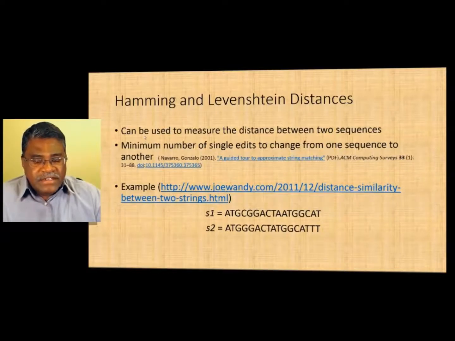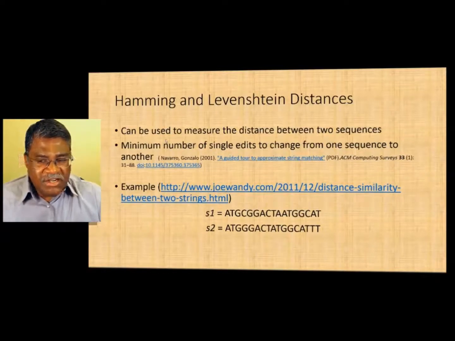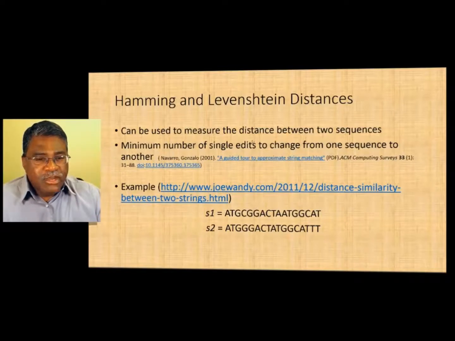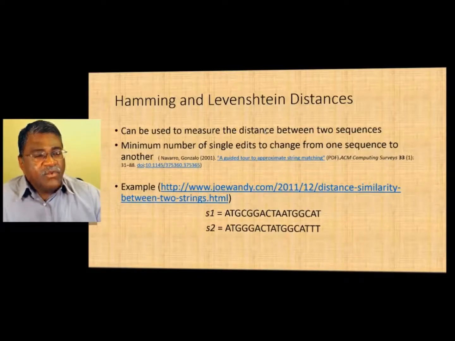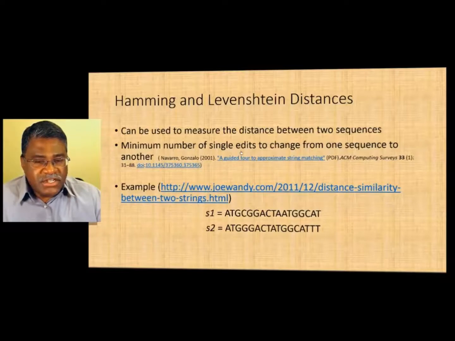A distance, not as we conventionally understand it, can be used to measure the distance between two sequences. When we talk about distance here, we are talking about how dissimilar those sequences are, which is a measure of the quality of your alignment. It is the minimum number of single edits needed to change from one sequence to another. As you can see, this comes from the IT sector.